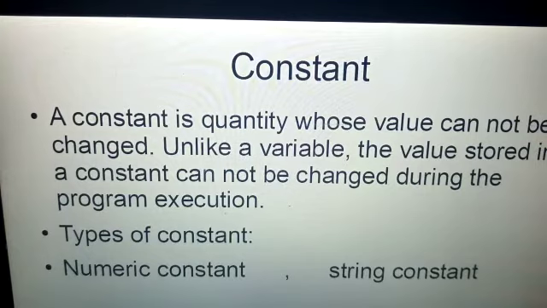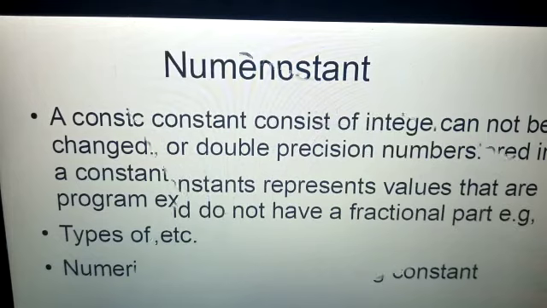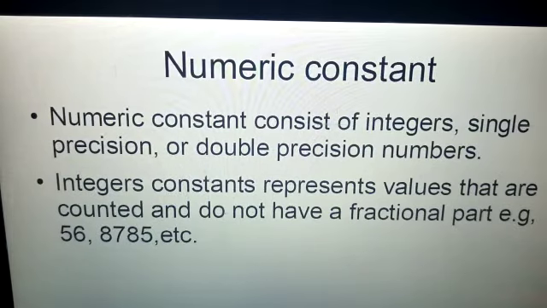The types of constants are numeric constants and string constants. A numeric constant consists of integers, single precision or double precision numbers. Integer constants represent values that are counted and don't have a fractional part, like 56, 87, 85. And the single precision or double precision numeric constants represent values that are measured and may contain a fractional part.